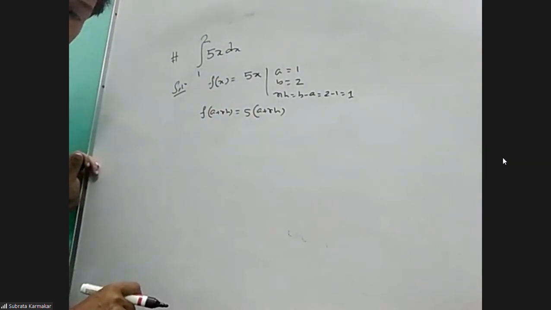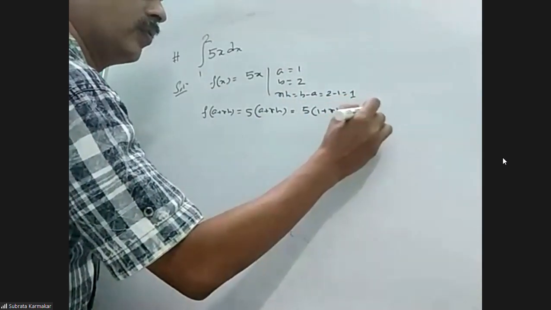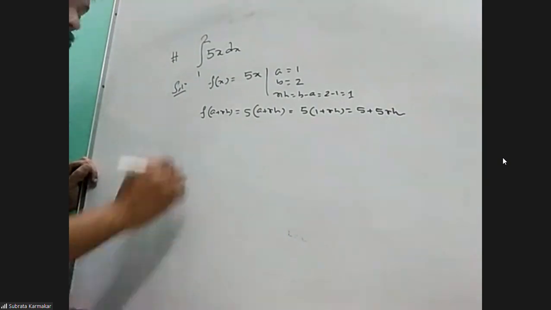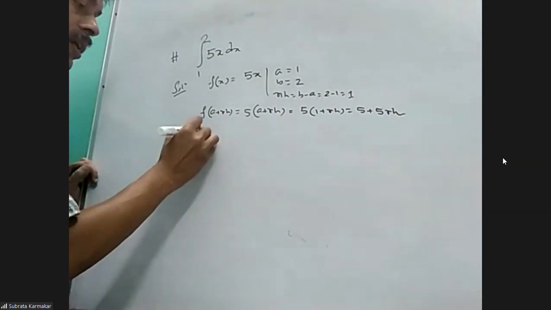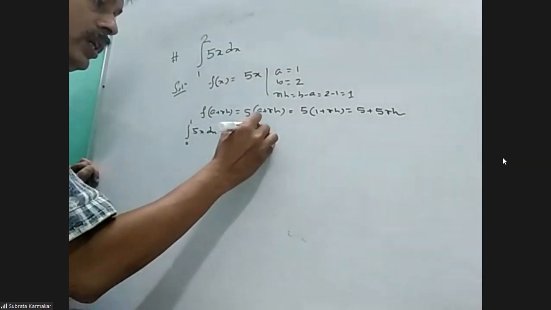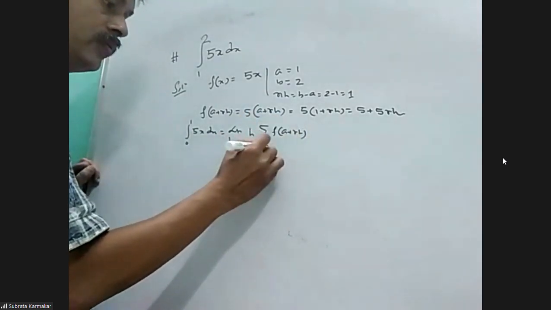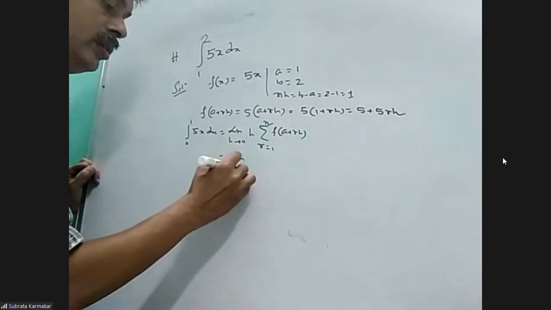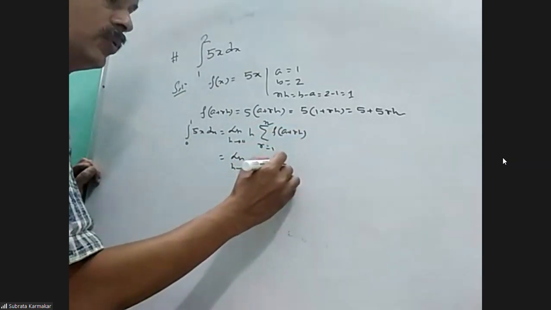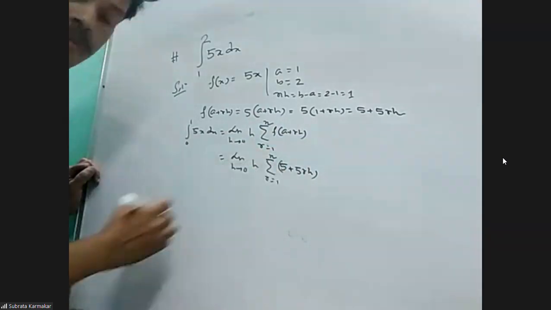Am I clear? So here a equals 1. So 5 into 1 plus rh, that is 5 plus 5rh. Now, integration from 0 to 1 of 5x dx, what will we get? Limit h tends to 0, h into summation of f of a plus rh, r from 1 to n. So limit h tends to 0, h into summation of f of a plus rh, you got 5 plus 5rh, r from 1 to n.